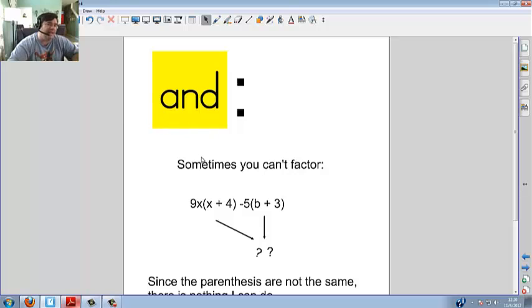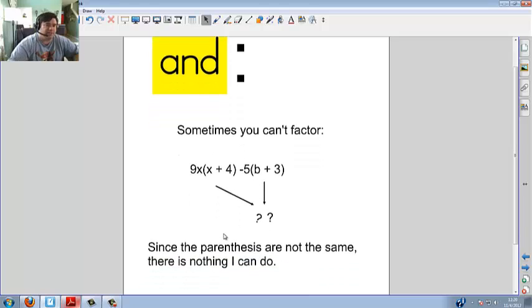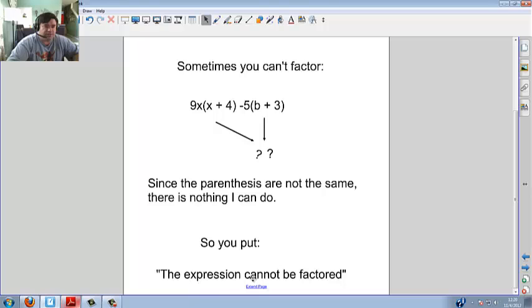Alright, back. And sometimes you can't factor, like this here. 9x times x plus 4, and then negative 5 times b plus 3. Well, they don't have the same factors here. They don't have the same anything. You have an x, you have a b. So since the parentheses are not the same, there's nothing I can do. So you put the expression cannot be factored. So in this case, you just can't factor it.